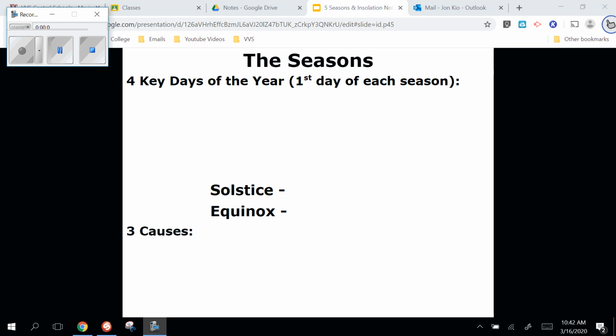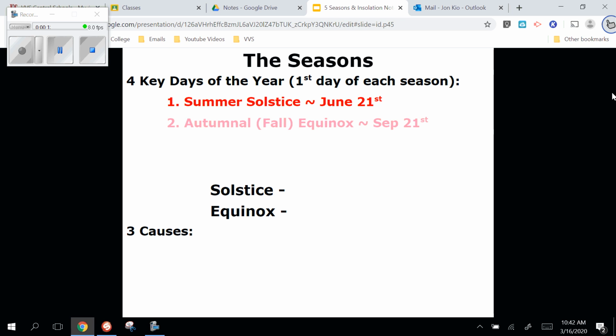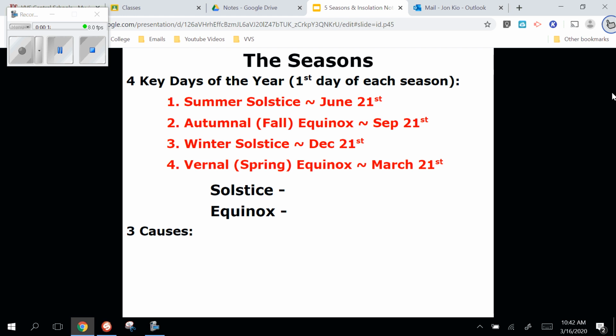All right, we're going to talk about the seasons for a few minutes. 4 key days of the year. We have summer solstice right around 21st June, autumnal equinox, 21st September, winter solstice, 21st of December, and vernal equinox, 21st of March. Remember, those days vary, especially the equinoxes. Vernal around the 20th of March probably, autumnal right around 22nd, 23rd of September, but we use 21st just kind of as an average number.